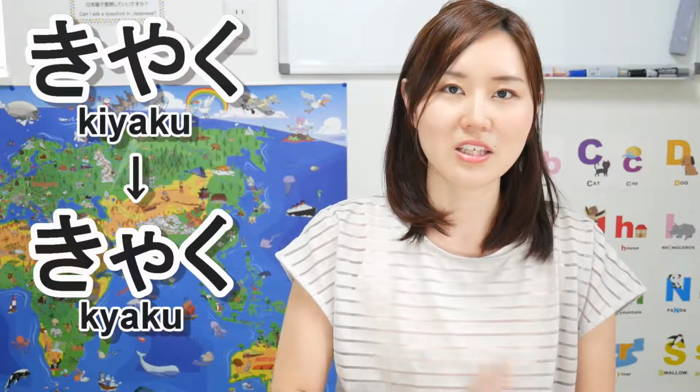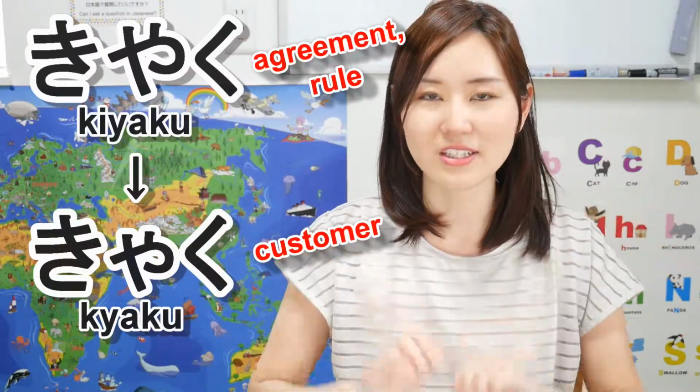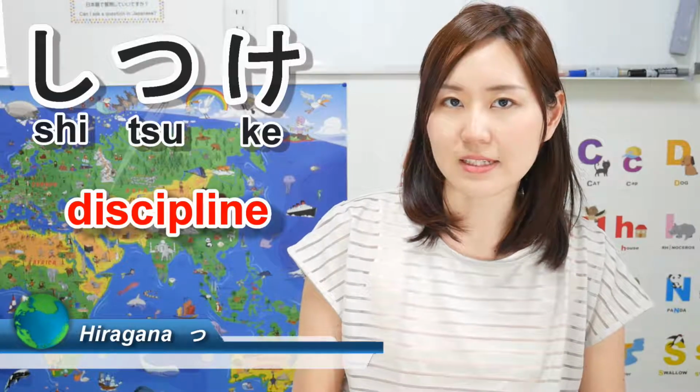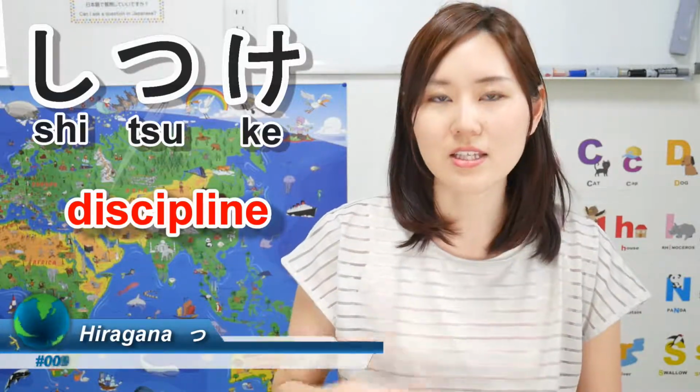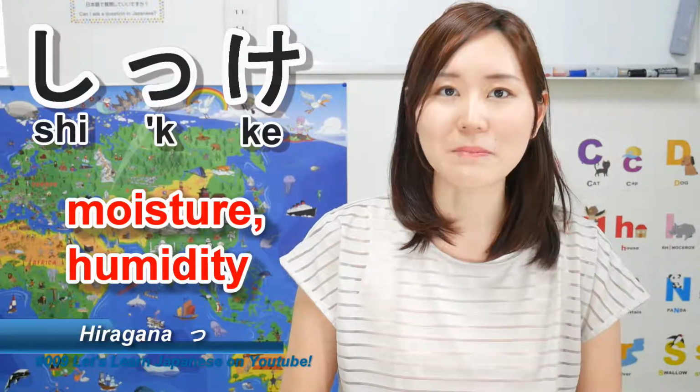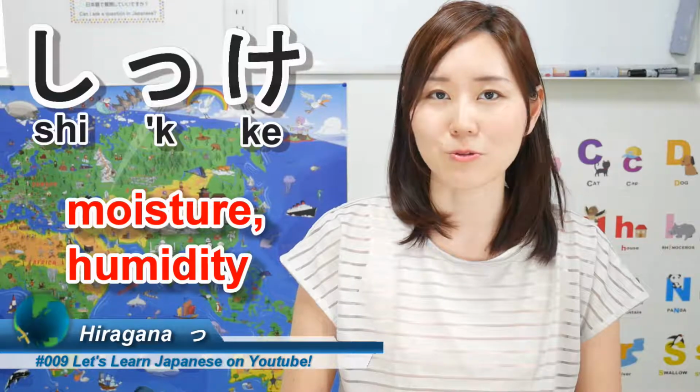And as I said last time, if you remember, kiyaku becomes kyaku, and kiyaku and kyaku have different meanings, right? Same with this small tsu. For instance, the word shitsuke means discipline, or teaching manners to kids. But if you make that tsu a small one, it becomes shike, which means moisture or humidity. So it's a totally different word.